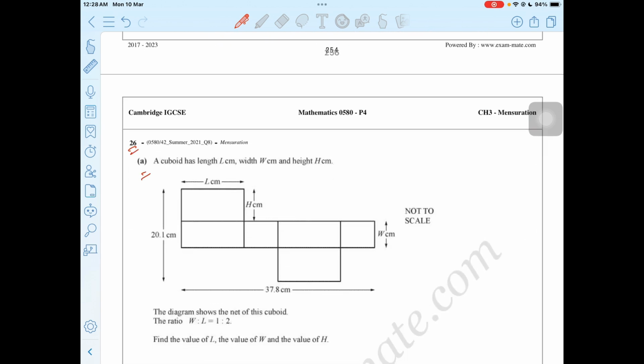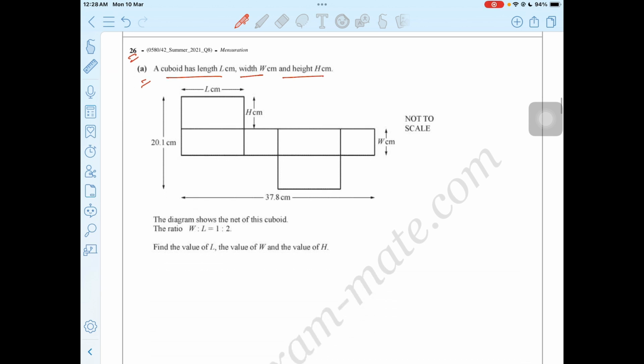We have a cuboid with length L centimeters, width W and height H centimeters, right? So we are given this net diagram. So this is W, this is W, and this is length, right? This is our height, this is our length, and this will again be our height, right? Because the width and height ratio is missing.